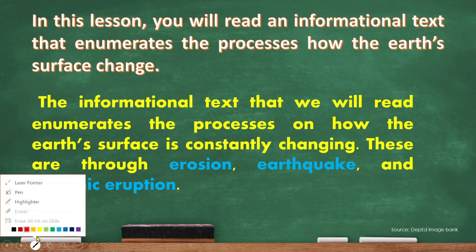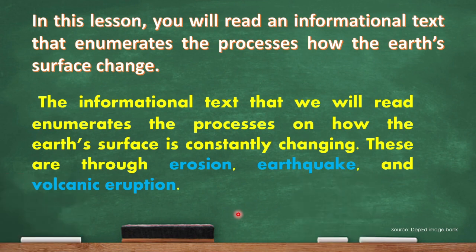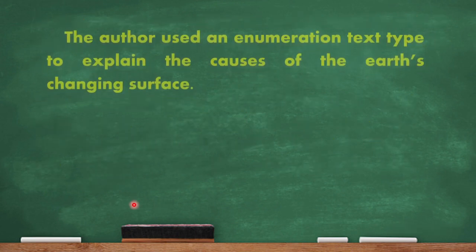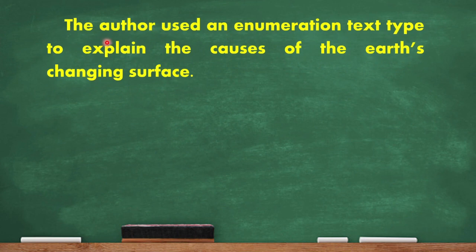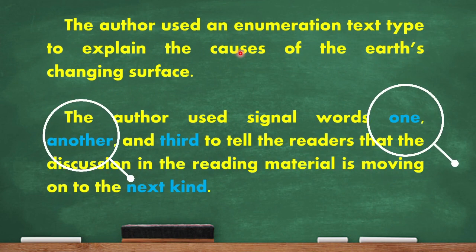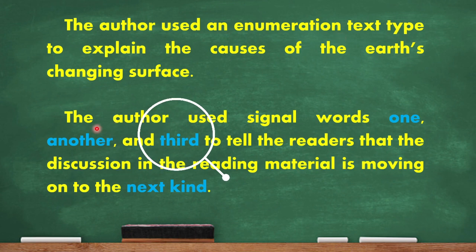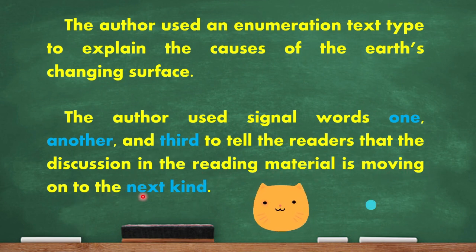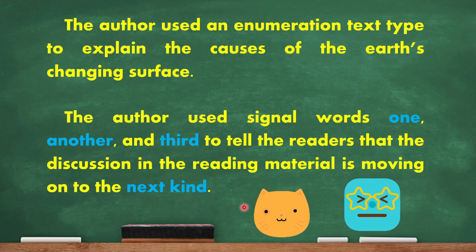How are these words related to our topic for today? Let's proceed, because we will be focusing on the type of text that is enumeration. The author used signal words one, another, and third to tell the readers that the discussion in this reading material is moving from one specific kind to the next kind. It means from one kind or one type to another type.